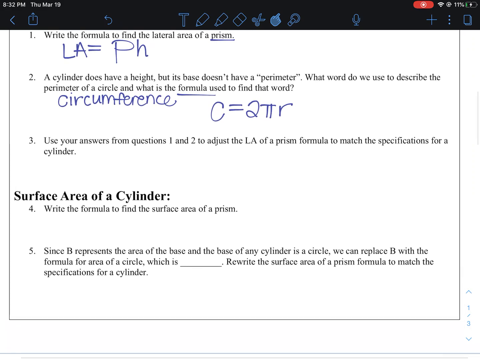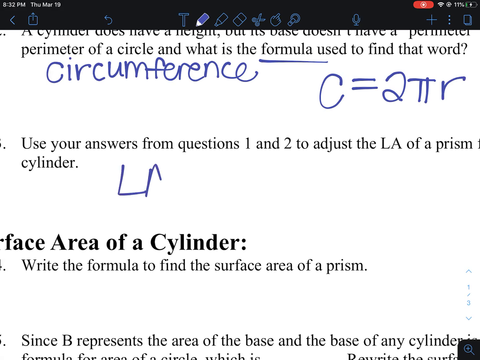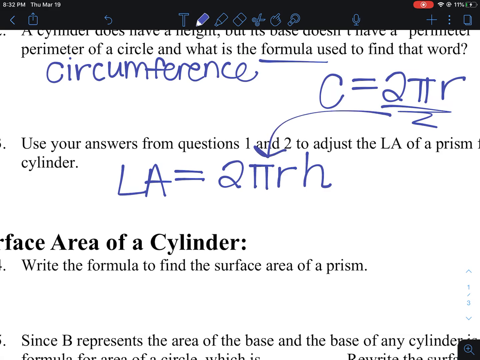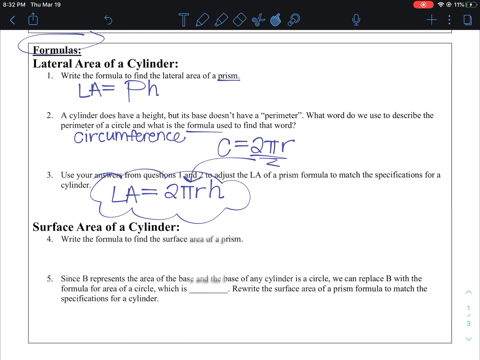Okay, so now use your answers from questions 1 and 2 to adjust the lateral area of a prism formula to match the specifications for a cylinder. So here we have lateral area for a cylinder. Instead of saying perimeter of the base times the height, we're going to say 2 pi r times the height, right? Because we don't have a perimeter of a circle. We have a circumference of a circle. So we're going to take all this part right here and plug it into where the perimeter of the base went. So here's our important part. That's lateral area for a cylinder.